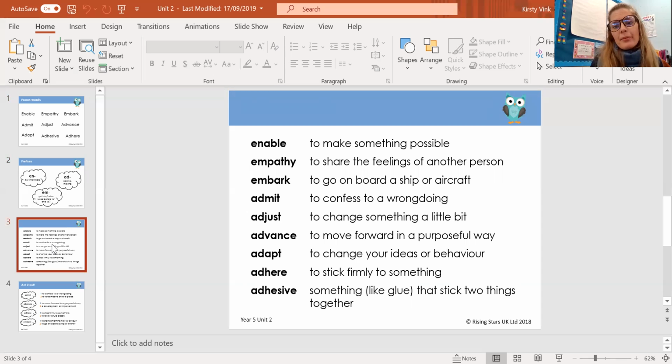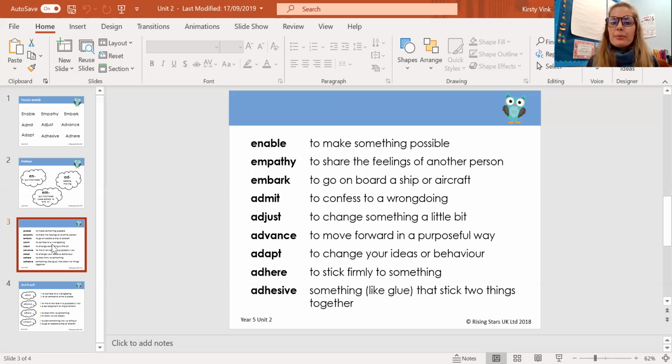If you embark on something, it means to go on board a ship or an aircraft, okay? So we often say you embark on it and you disembark, okay? And if you've been on an airplane, you might have heard that word disembark, and disembark is obviously the opposite to embark, and that means you'd have to get off the plane.